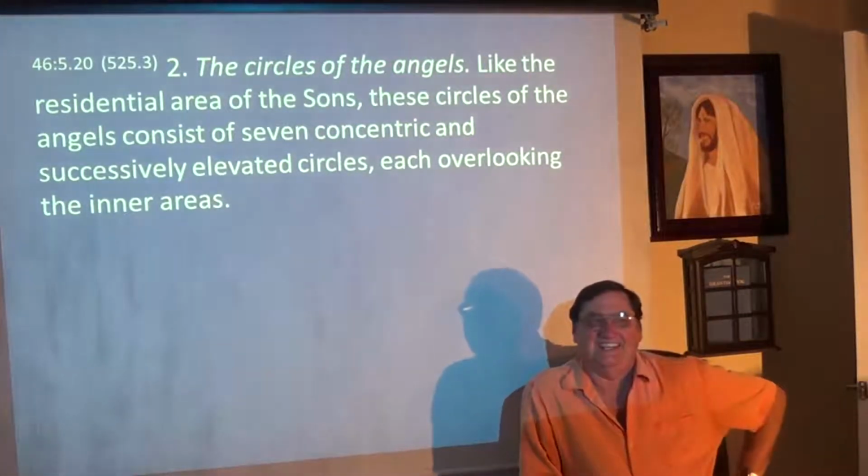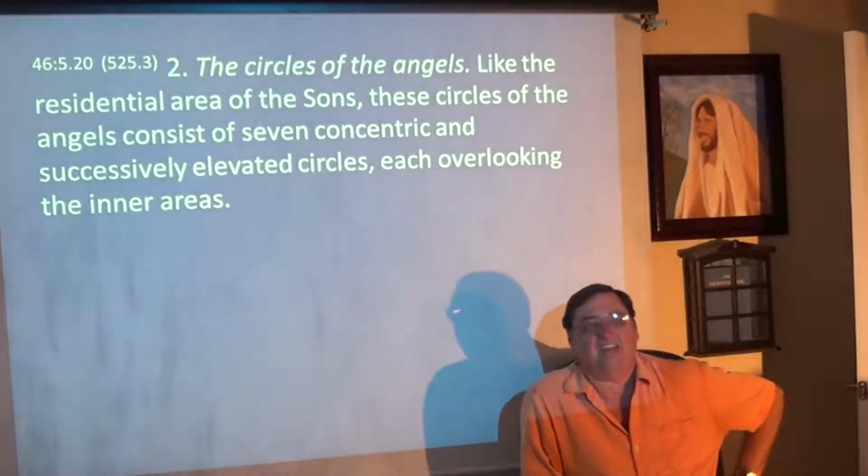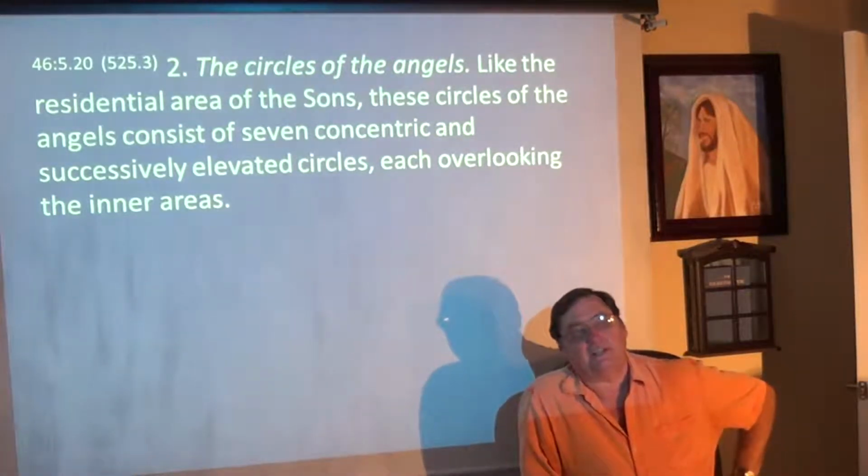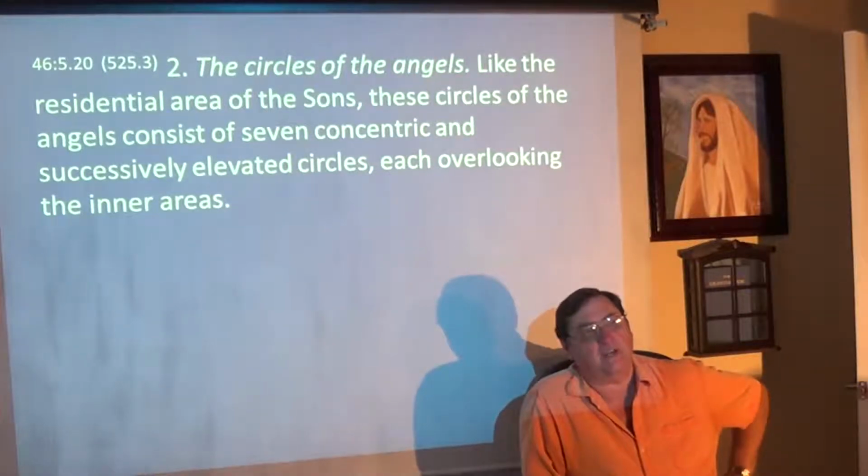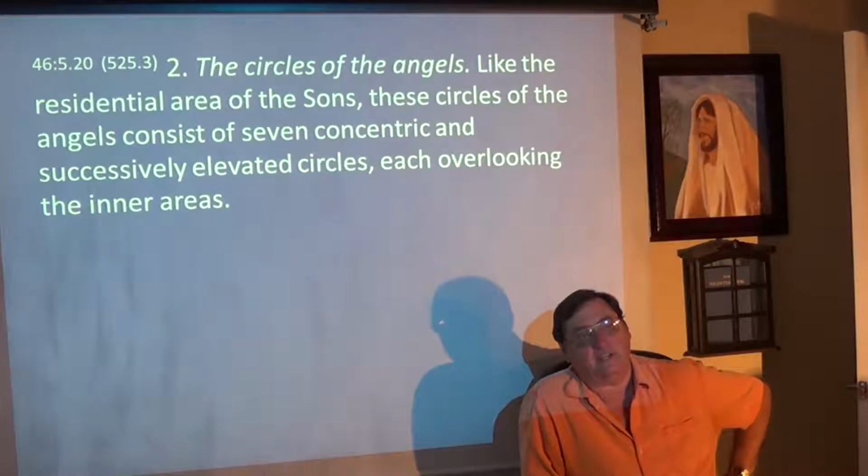I think they did. Okay, the circles of the angels. Like the residential area of the suns, these circles of the angels consist of 7 concentric and successively elevated circles, each overlooking the inner areas.